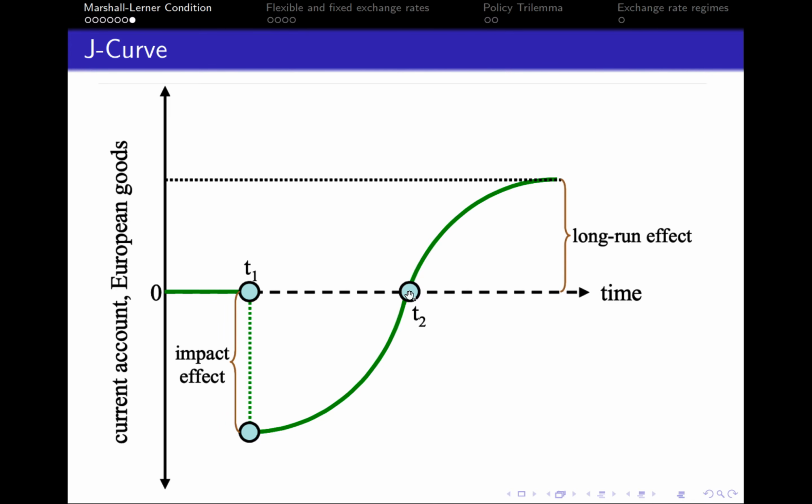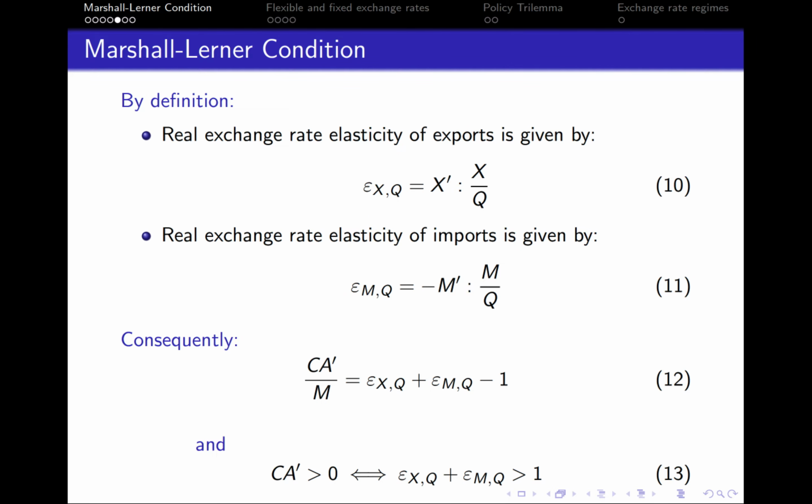And at some time T2, we see that the two effects are actually canceling each other out, while in the long run, we would expect that this effect is going to be positive on our current account. When this effect is positive, well, as we said already, it is positive when the sum of the elasticities is bigger than 1. And this is what we call the Marshall-Lerner Condition.